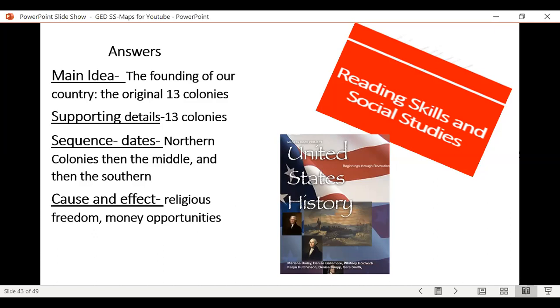They had opportunity for more money. Agriculture, especially in the Southern Colonies, was a big cash crop, which was tobacco. So there was economics, there was religious freedom, education. All of those things were the reasons, the cause and the effect of why they moved, and the effect was that they were able to practice the way they wanted to.